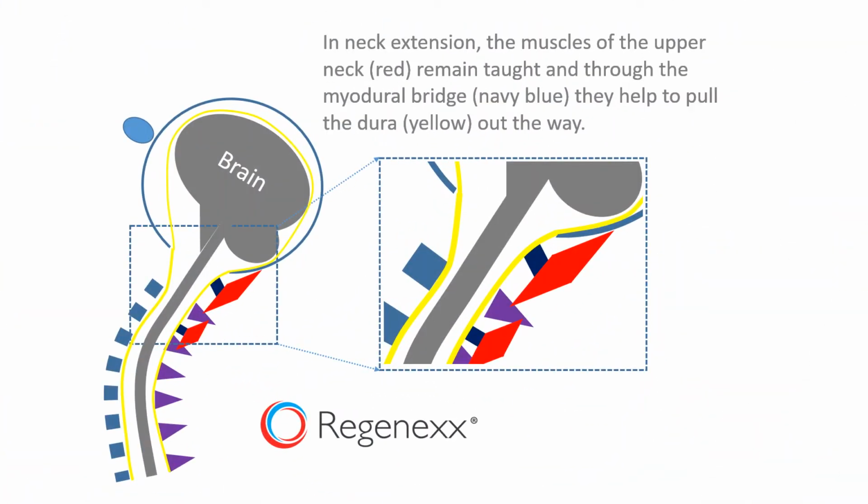Now, normally when you look up, the muscles of the neck pull on that myodural bridge and allow the area back here to stay open. Because ordinarily the dura would kind of kink here as you did this, but it's better that it stays open, so the muscles help keep it open. They connect into this area to keep that area open.